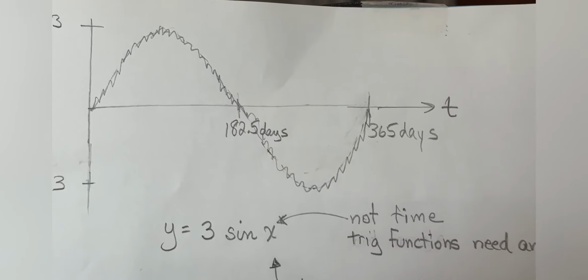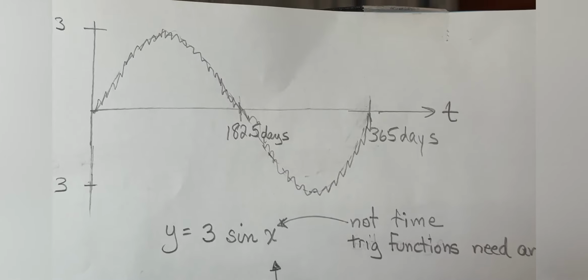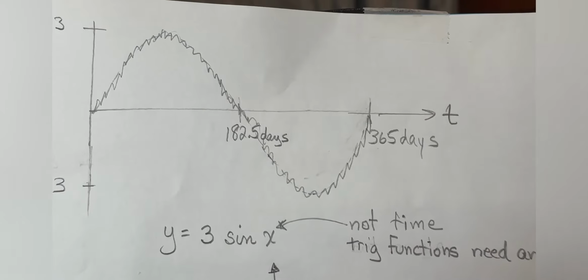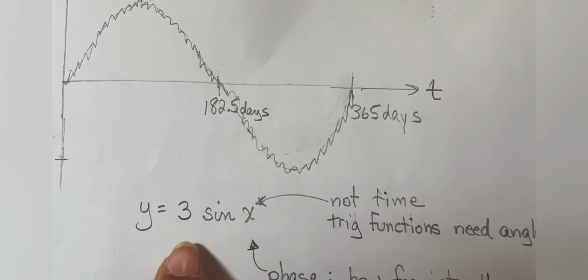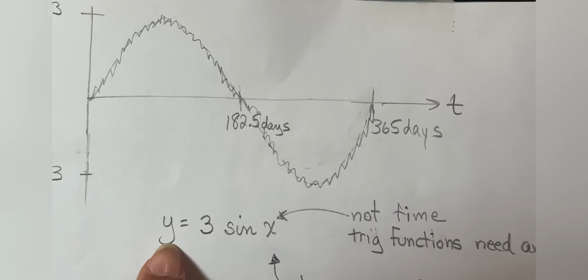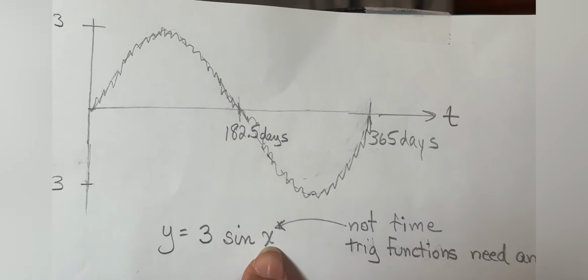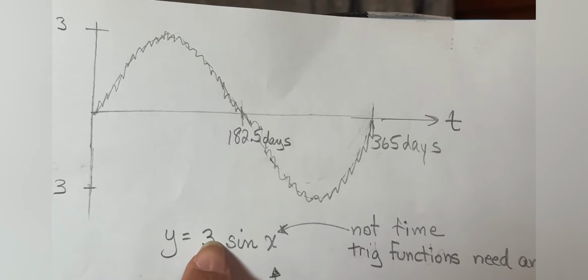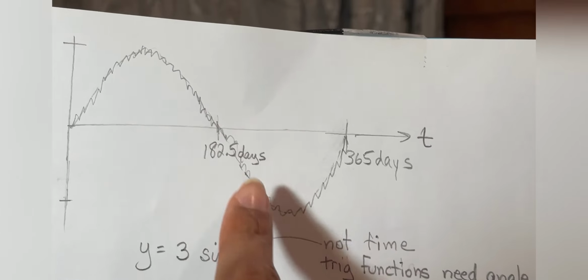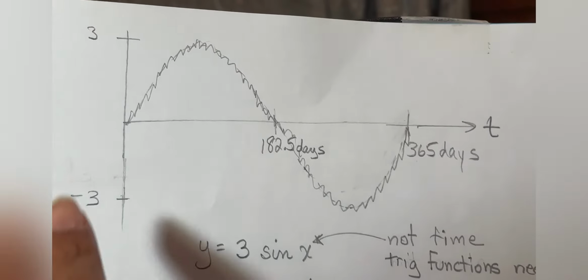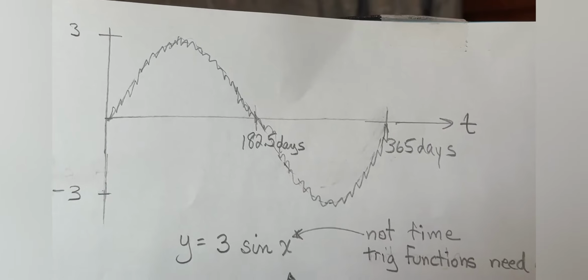Now let's model this data mathematically using a sine function. We see this equation here might do the trick for us. Y equals 3 times sine of x. We see that this is just going to take our sine function and stretch it by 3. That would do the trick for us, given the graph that we're looking at.